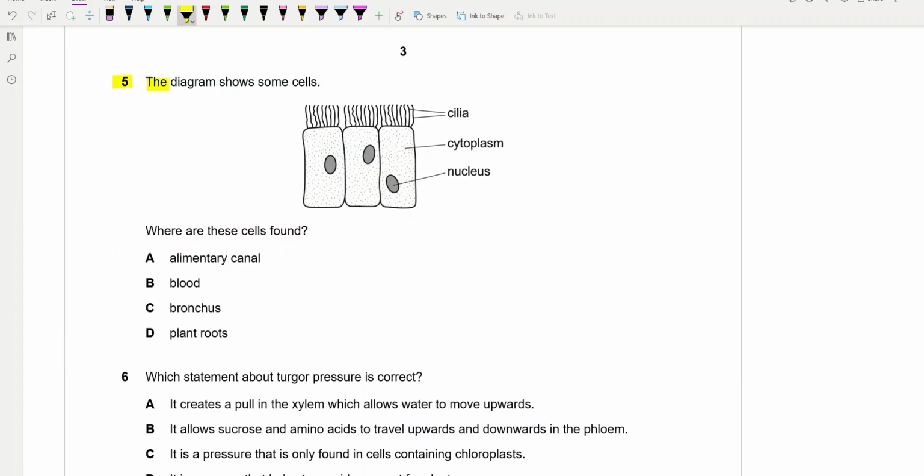Question number 5. The diagram shows some cells. Where are these cells found? So the cells have cilia, cytoplasm and nucleus. Option A, alimentary canal. Option B, blood. Option C, bronchus. Option D, plant root. So the correct answer would be option C, bronchus.